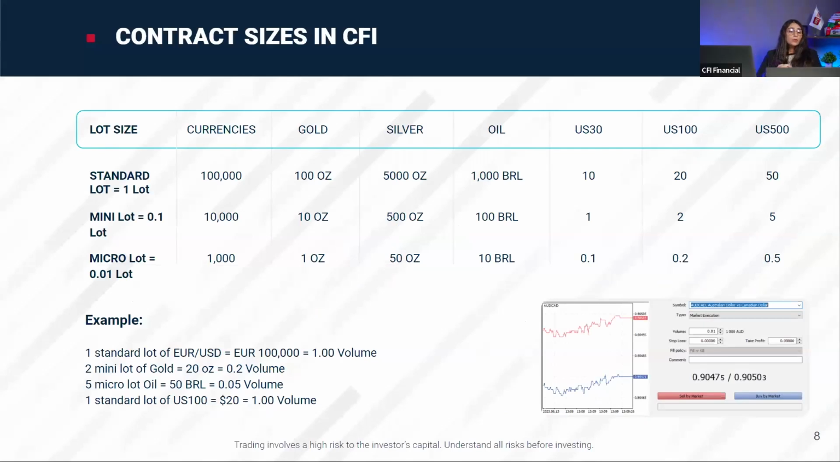Let's say we wanted to trade one standard lot of gold. One standard lot is equivalent to 100 ounces, so I would be trading 100 ounces. If I were to trade 0.1, which is a mini lot of gold, I would be trading 10 ounces. And if I were to trade a micro lot of gold, I would be trading 1 ounce. Another example to elaborate more: let's say I wanted to trade 2 standard lots of gold, then I would be trading 200 ounces.